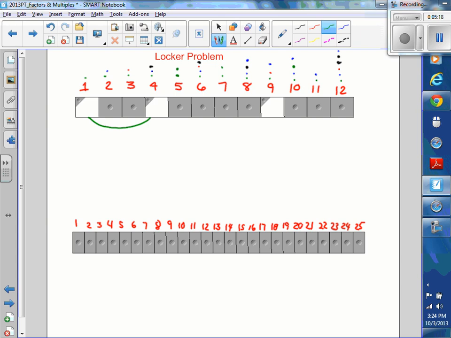What's 1 to 4? You have to add how much? To get from 1 to 4? 3. How about from 4 to 9? How about from 9 to, I wonder where the next one's going to be.